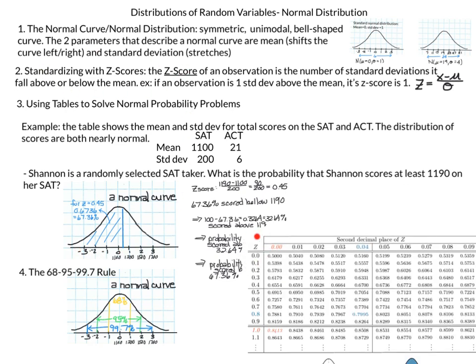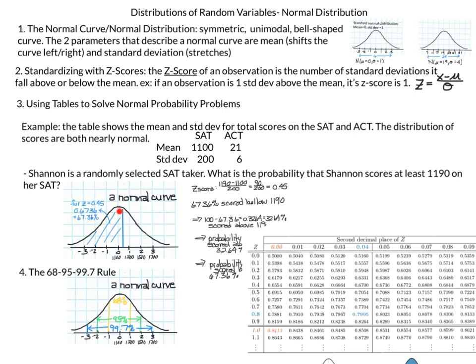So I'm over here, the z-score is 0.4, but I need a 0.45. And over here, these columns are the second decimal. So here's my 0.05. My 0.05 with my 0.4 gives me 0.45. So I read that off, and that's 0.6736. I write that here, 0.6736, which is 67.36%.